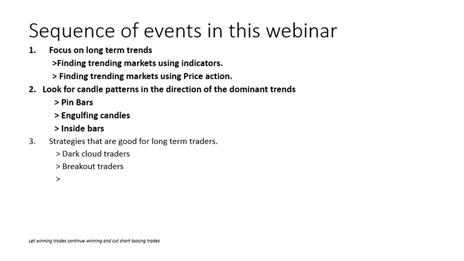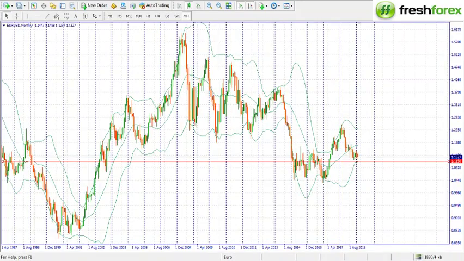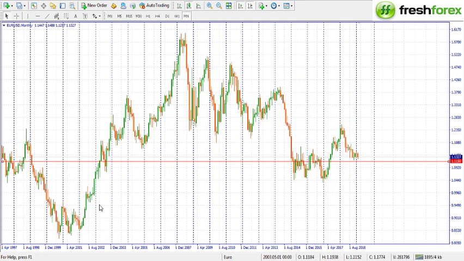Let's look at the first one. So what's a long-term trend? We'll start off with the main chart. This is a chart. How do you know that the trend is upwards or the trend is downwards? There are only two trends that we have in the forex market. Either the price is moving up or it's moving down.